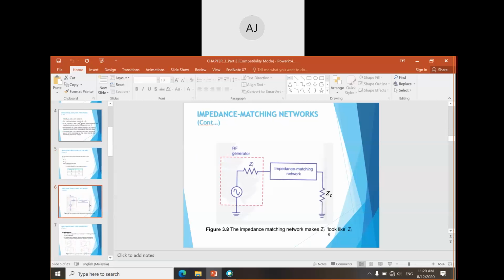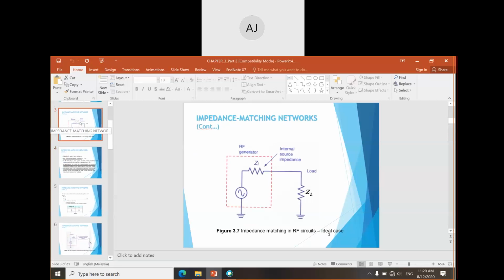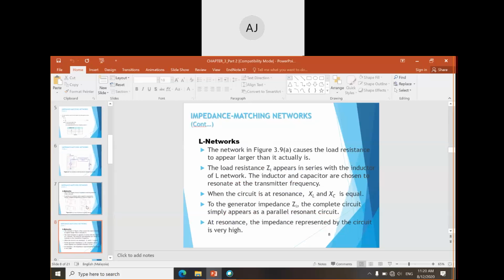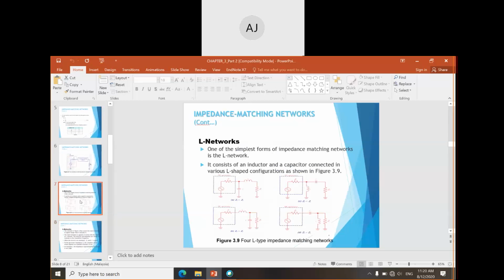Okay, this is the circuit before we do impedance matching network. This is the circuit when we do impedance matching network. There are three types of impedance matching network. The first type is the L network.